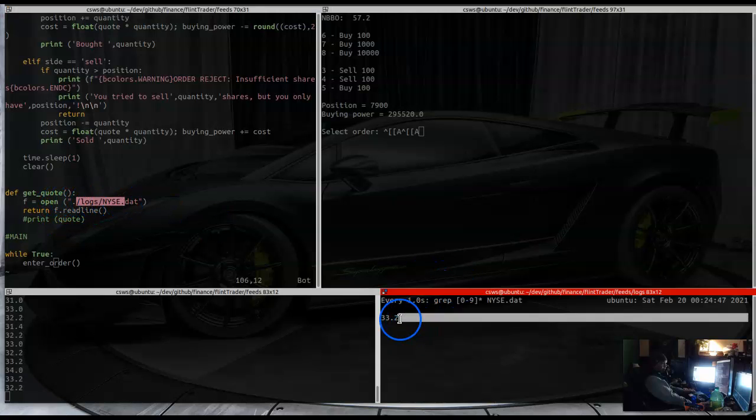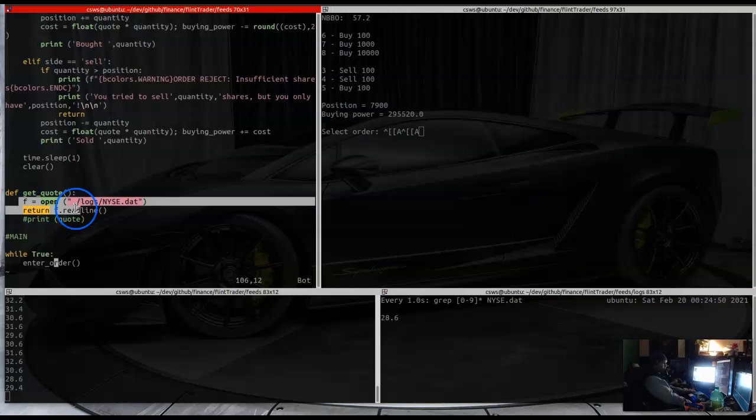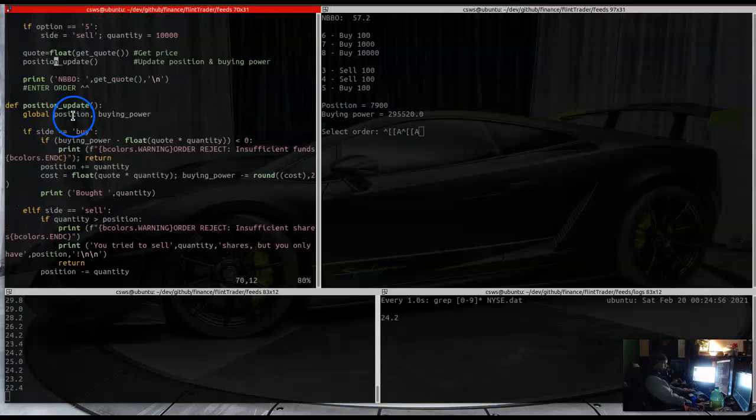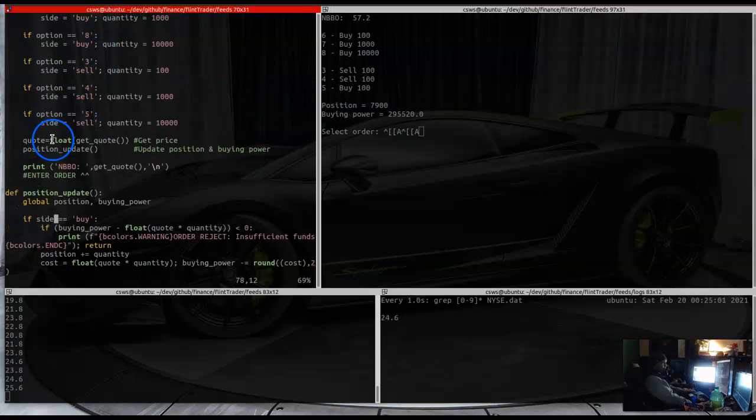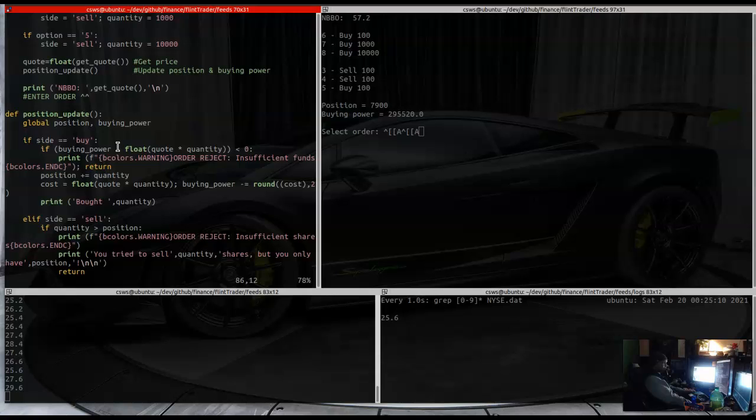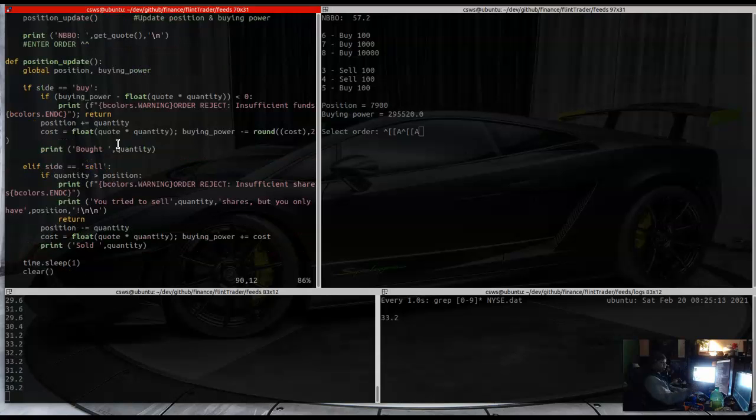Remember this file that I'm outputting the prices to? So it opens the file, grabs the value in there, whatever the current quote is, and I am making it a float, and then I do a position update. So that's where the real magic happens. That's where you're doing all the math of adding and subtracting.